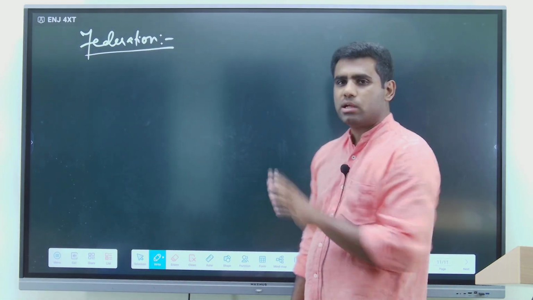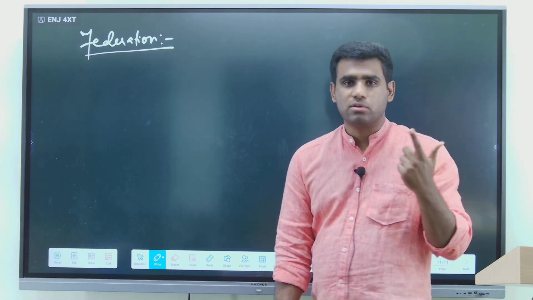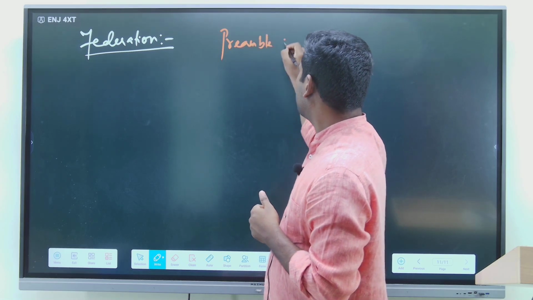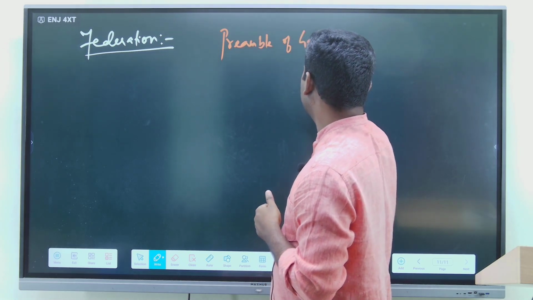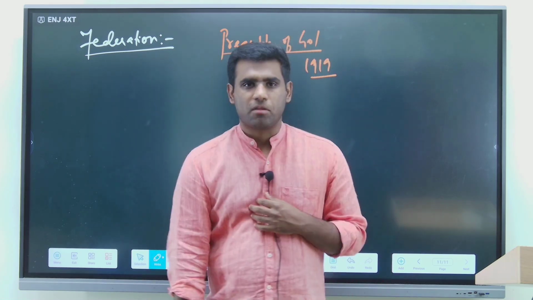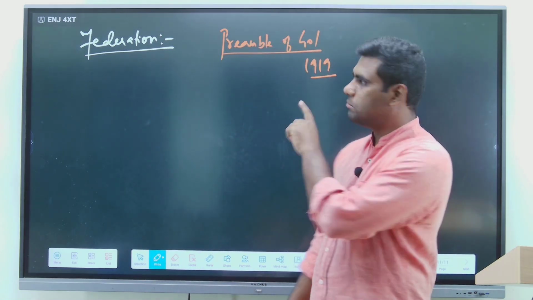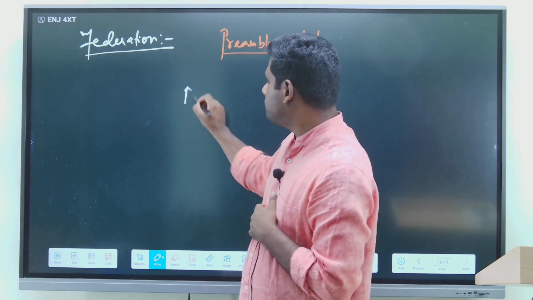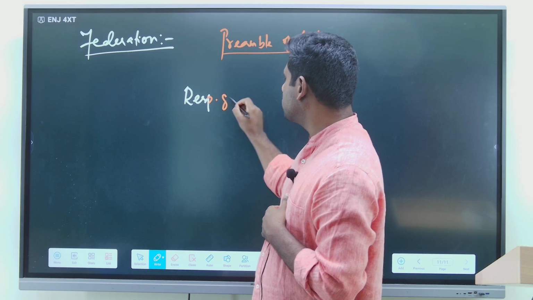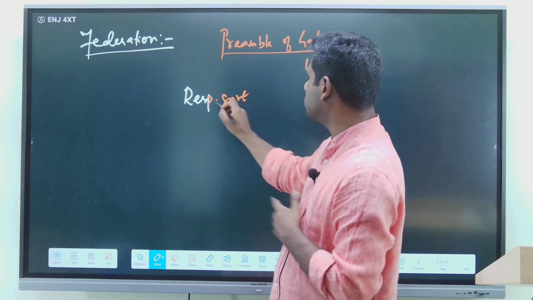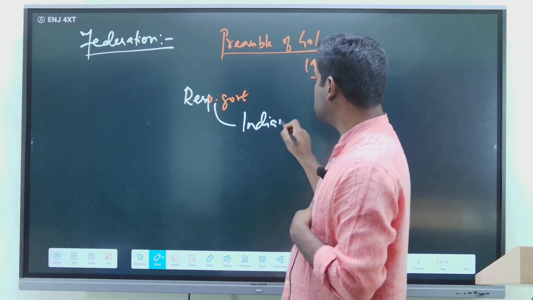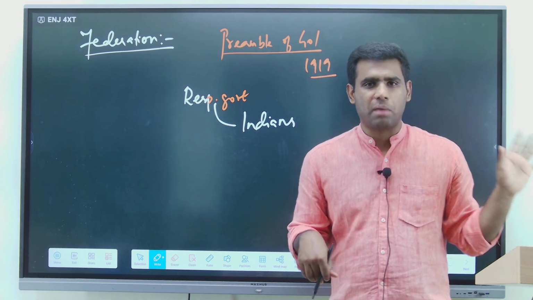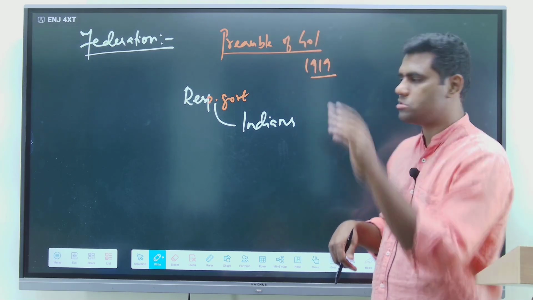So to have a look at the idea of federation, you also have to remind yourself of the preamble of the Government of India Act 1919. The last video discusses it. What is the preamble of the Government of India Act 1919? It said that responsible government will be given to Indians, right? Responsible government shall be given to Indians, but this will be given in a progressive manner. It will not be given in a single sudden manner. It will be given in a progressive, stage by stage manner, right?